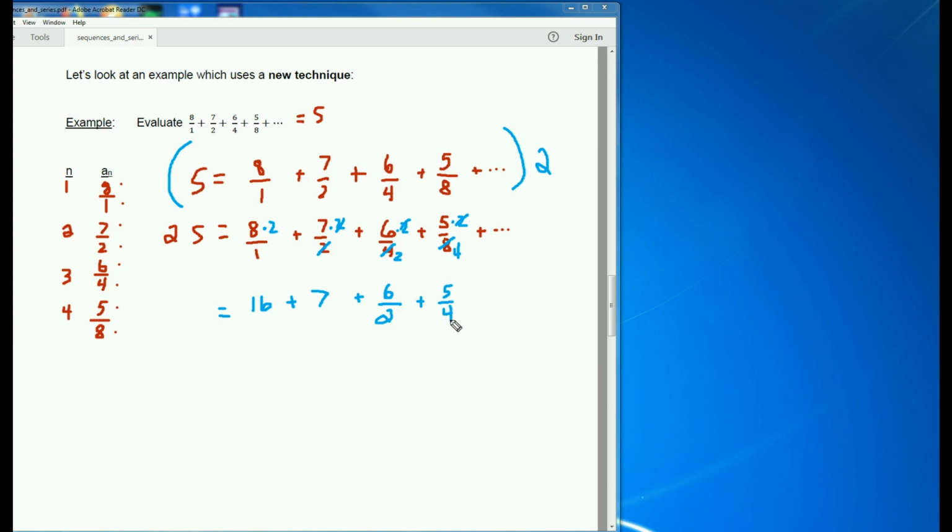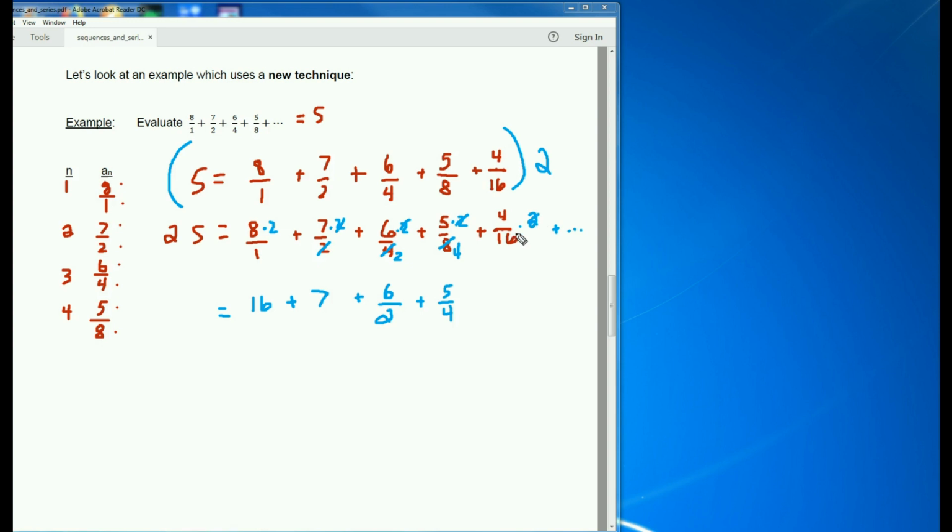Okay. And then I tell you what, let's add in one more term up here just so we can see the pattern more clearly. The next term up here would have been 4 over 16. Okay, so let's just go ahead and add that in. So I want to multiply that by 2. And then, of course, we have all the rest of the terms that we're not going to write out.